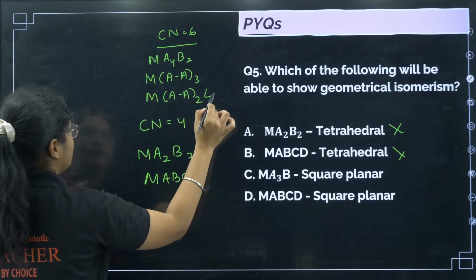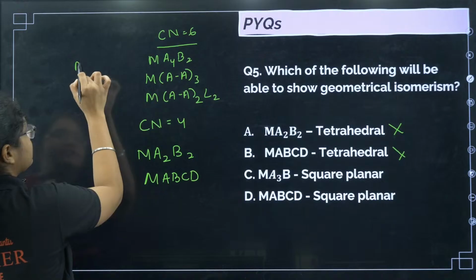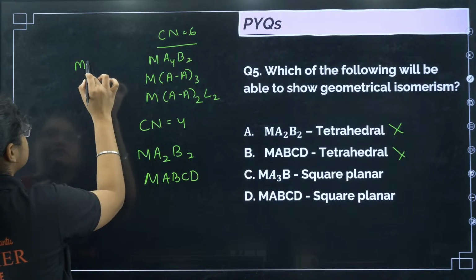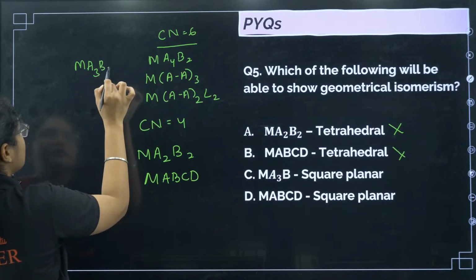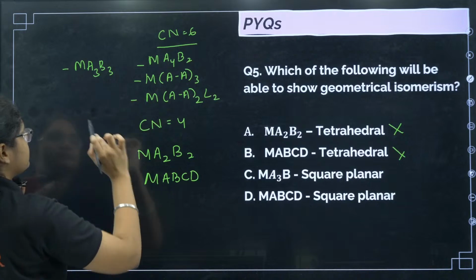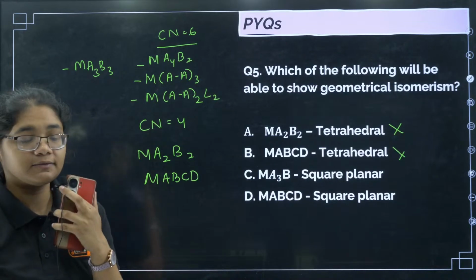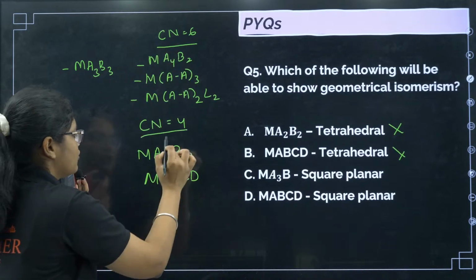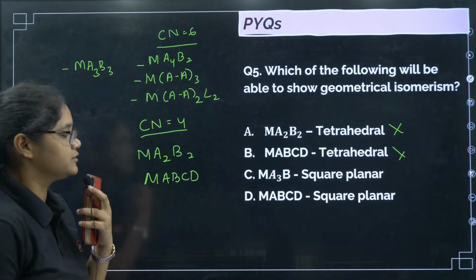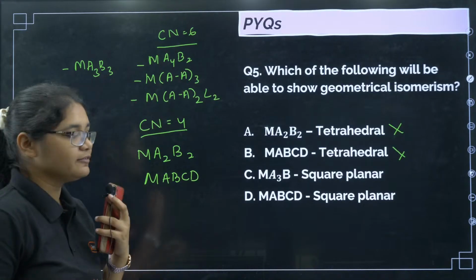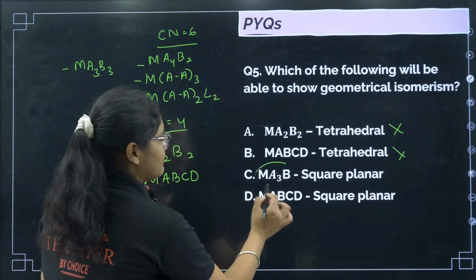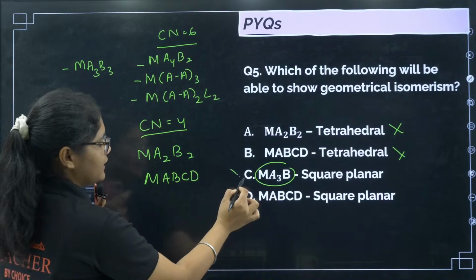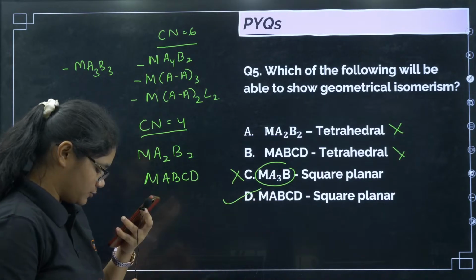MA2L2, here I can get geometrical isomerism, and next one is MA3B3. These are the 4 possibilities where we can get geometrical isomerism for coordination number 6, and for coordination number 4 we have these 2 possibilities, and tetrahedral will never show geometrical isomerism. So MA3B, does it fall in this category? No. So MABCD, that is option number D.